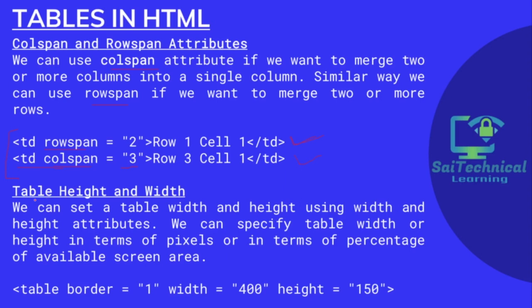Next one is table height and width. We can set the table width and height using the width and height attributes. We can specify the table width or height in terms of pixels or in terms of percentage of the available screen area. Here we have used table border equals 1, width 400 pixels and height 150 pixels.